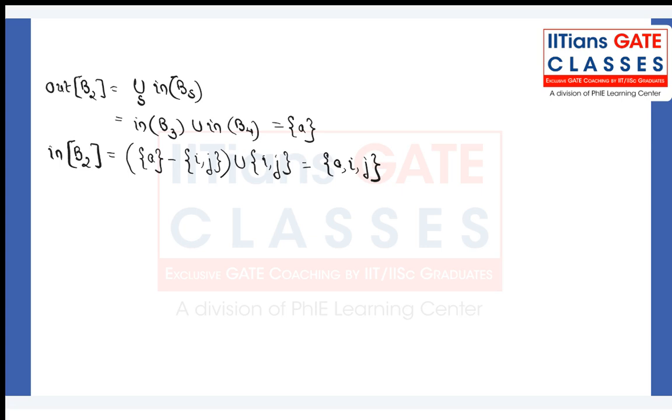Fine. Now we move ahead. We move to out of B1. So out of B1 is nothing but in of B2, right? The successor is B2.